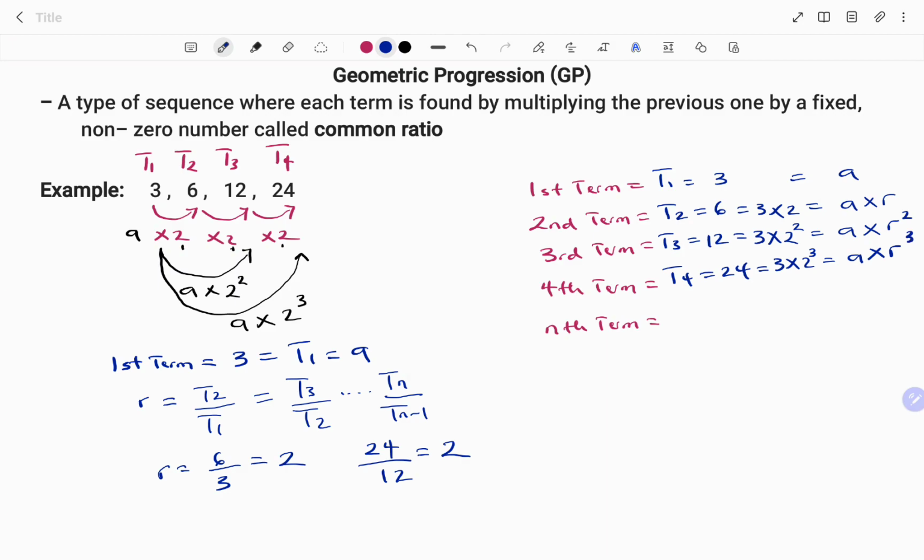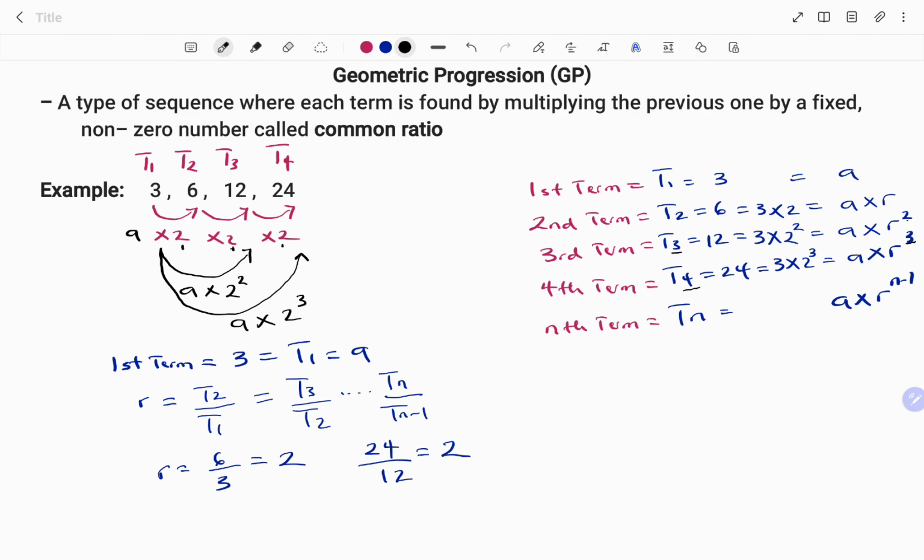So in summary, my nth term, which is my Tn, is going to be my first term, A, times R to the power of n minus 1. If you note the previous breakdown, the first term is A. If I'm dealing with my fourth term, the power of R, or my common ratio, will be 4 minus 1, which is 3. If I'm dealing with my third term, T3, the power of R will be 3 minus 1, which is 2.